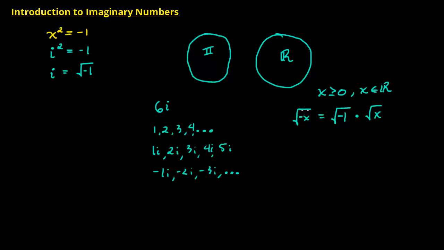Based on how I've defined the square root of -1, I said that the square root of -1 was just i. So the square root of -x is equal to the square root of x times i. I can use this property to simplify square roots of negative numbers. We can reduce radicals involving negative numbers, so we'll look at how to do that in the next video.